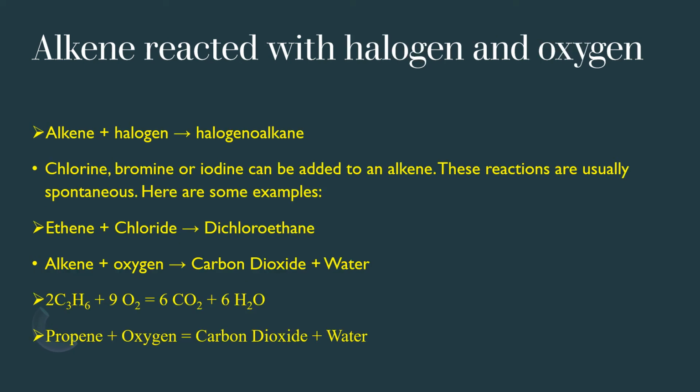Alkene reacted with halogen and oxygen. Alkene plus halogen goes to halogenoalkane. Chlorine, bromine, or iodine can be added to an alkene. These reactions are usually spontaneous. Here is an example: ethene plus chlorine goes to dichloroethane.